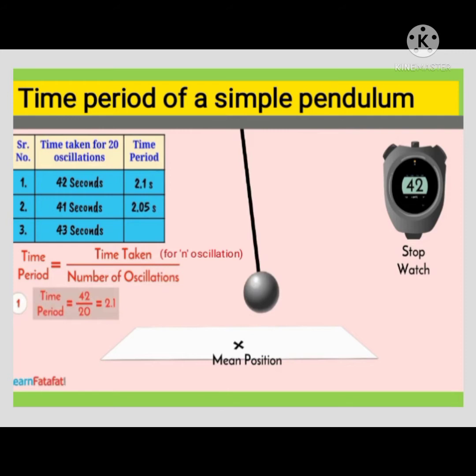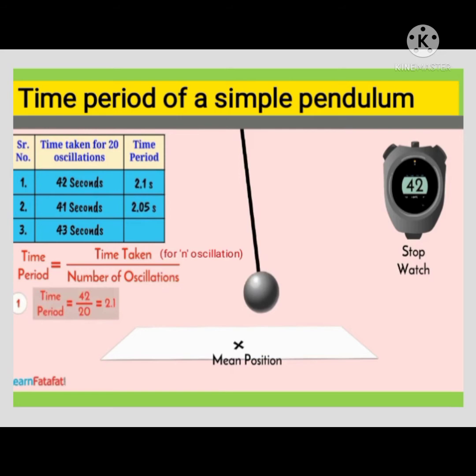Note the time on the clock when the bob is at its mean position. Instead of the mean position, you may note the time when the bob is at one of its extreme positions. Measure the time the pendulum takes to complete 20 oscillations. Record your observations in the table provided here. The first observation shown is just a sample. Your observation could be different from this.